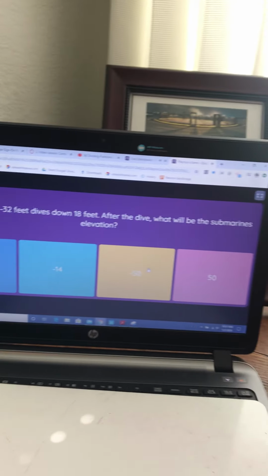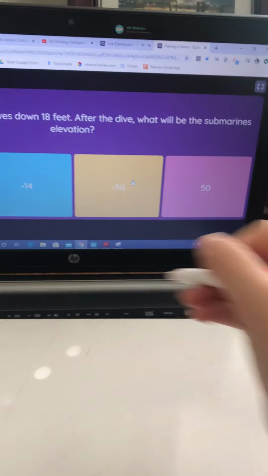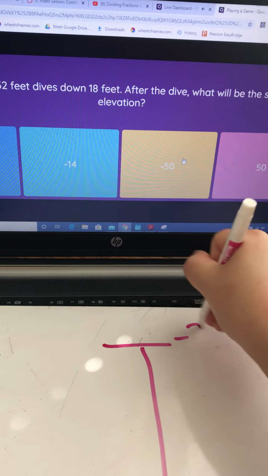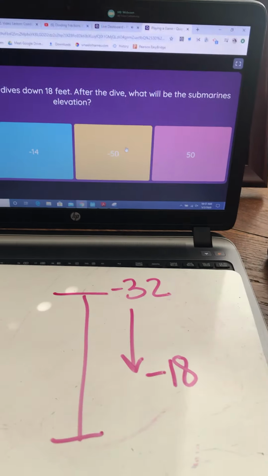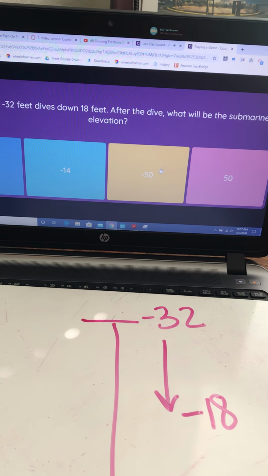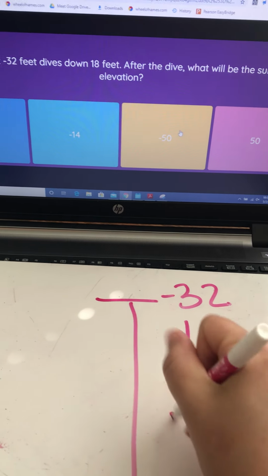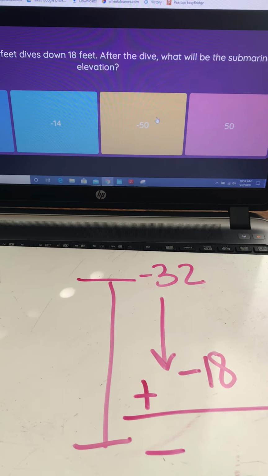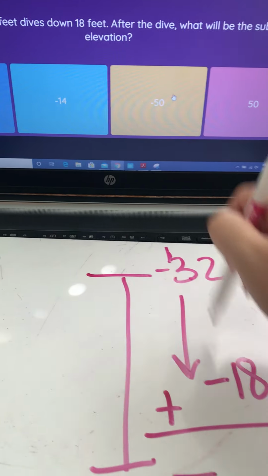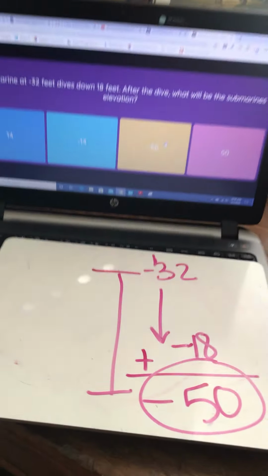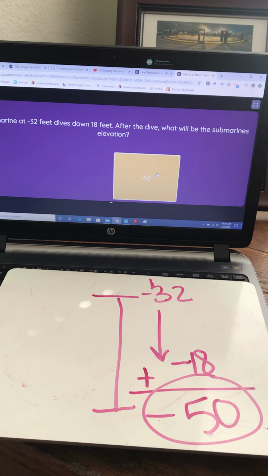Number 6, a submarine at negative 32 feet dives down 18 feet. So we're already under sea level, and then it goes even farther down by 18. What is the submarine's elevation? So here we're combining our negatives. So I know my answer is going to be a negative number. I can combine these or add them. It's 10, carry my 1, 3, 4, 5. So I would be negative 50 feet below sea level.